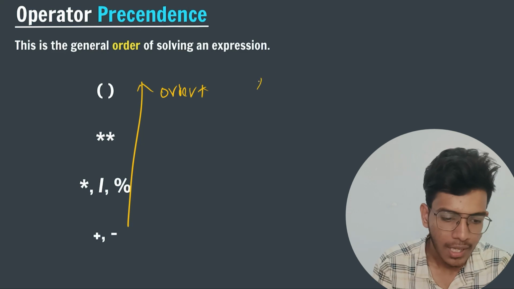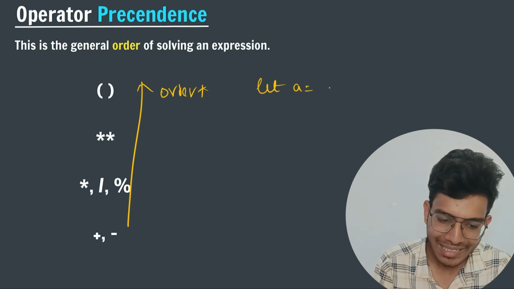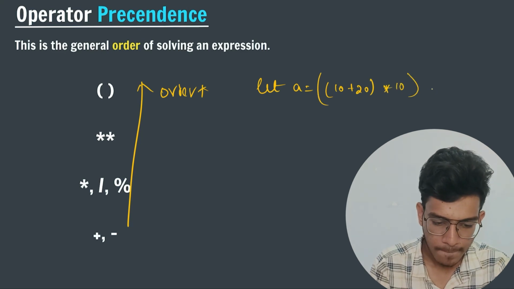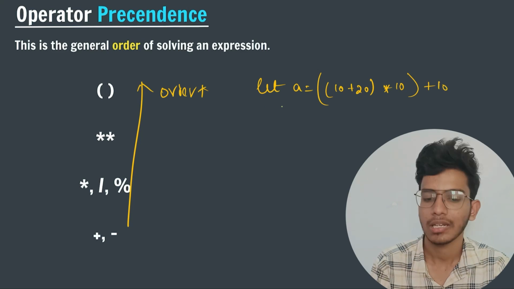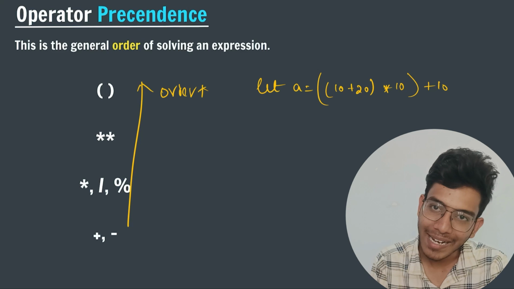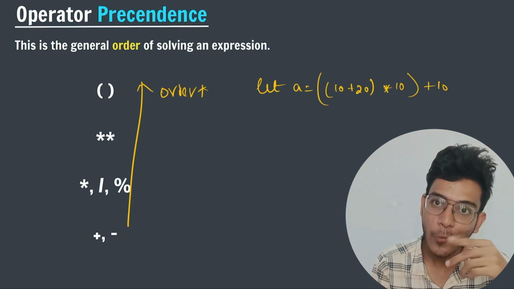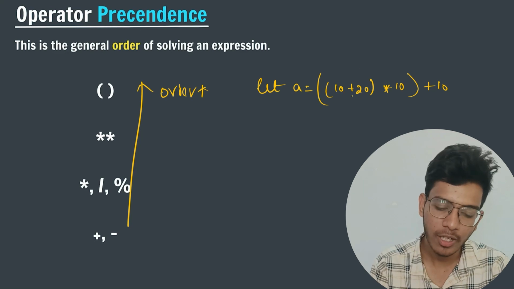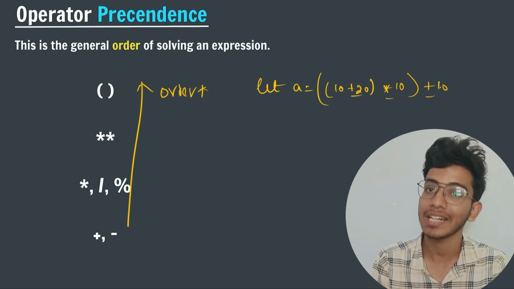For example, let's say I'm creating a variable, let a is equals to (10 + 20) * (10 + 10). I'm creating this expression. Now what is the value of a? How will we choose which operation will get performed? Here you can see that addition, multiplication, again addition is happening.